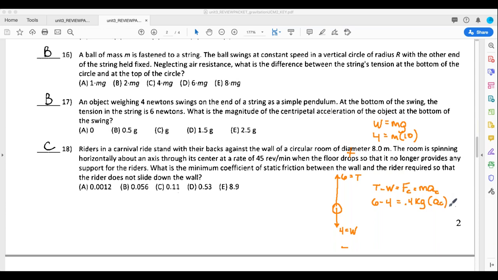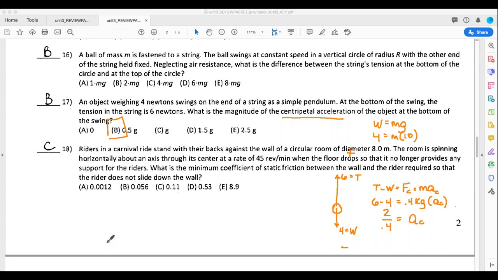And so therefore, I usually would replace centripetal acceleration with v squared over r, but in this question, they're asking me for it. And so I get 2 over 0.4 is equal to my centripetal acceleration. 2 over 0.4 is going to be roughly around 4.9, which is about half a G, and that's where B comes into play. So hopefully that answers your question for number 17. If you have follow-up questions on it, let me know.